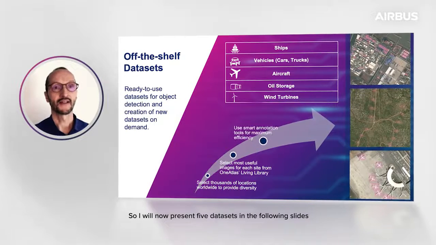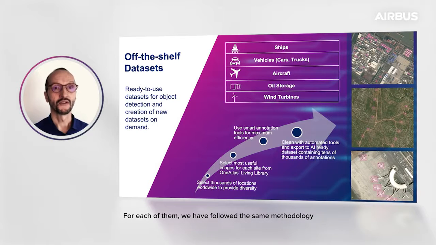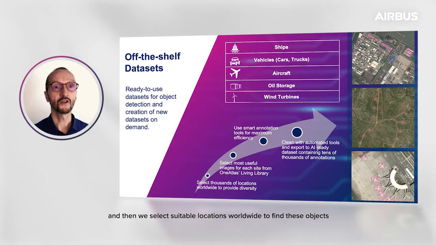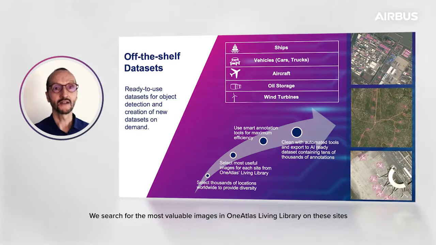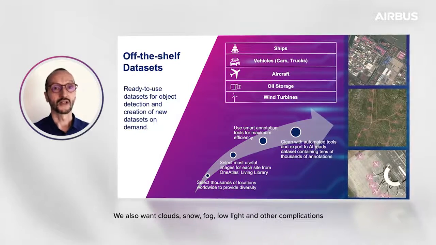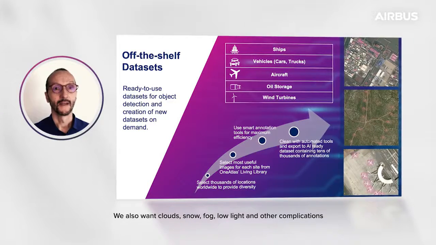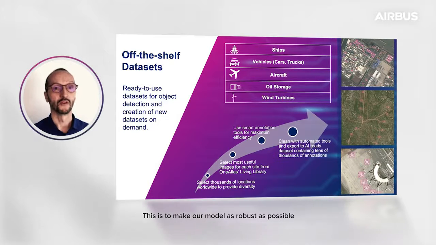So I will now present 5 data sets in the following slides. For each of them, we have followed the same methodology. First, we start with a precise description of what we are looking for, and then we select suitable locations worldwide to find these objects. We search for the most valuable images in OneAtlas Living Library on these sites. It does not have to be the best images. We also want clouds, snow, fog, low light, and other complications. This is to make our model as robust as possible.